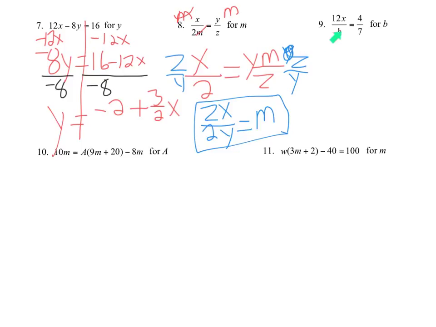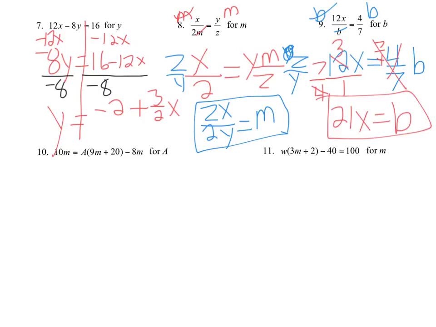Okay, same thing on number 9. We need to get the b over here, so I'm going to multiply both sides by b. Once again, I have 4/7 multiplying the b, so I'm going to multiply by the reciprocal to get rid of that. When I do that, I can cross cancel. 4 goes into 12 3 times. So I end up with 21x. 7 times 3 is 21. 21x equals b.